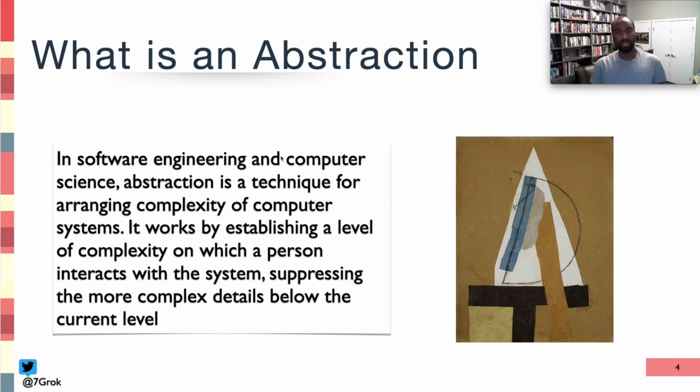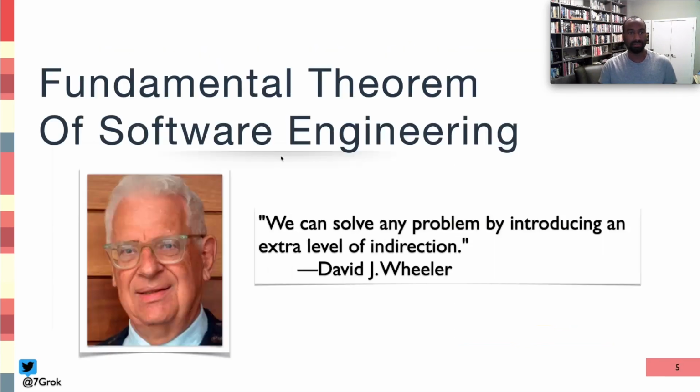On the screen, you see a definition of the word abstraction that I took from Wikipedia. I like this definition because it specifically calls out a technique for arranging the complexity of computer systems. That's very appropriate for the SRE domain, and it bridges the gap between our domain and the software engineering domain, right? And if you're wondering, that's a computer in the picture on my right.